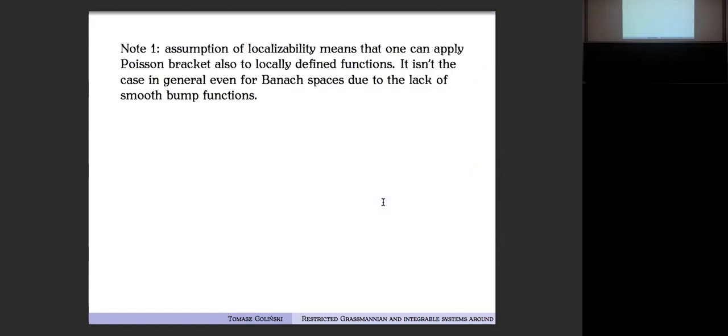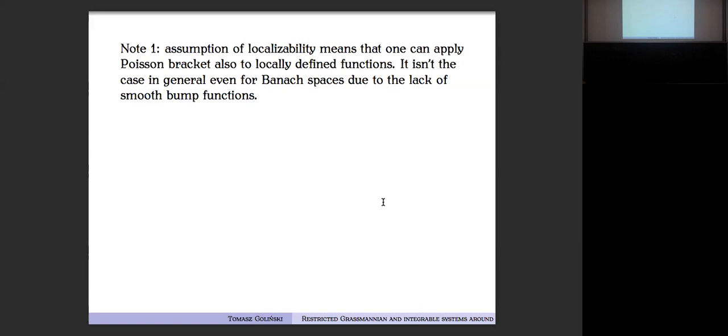So the first thing, the assumption of localizability, is new compared to the finite dimensional case, because in general there are no bump functions on Banach spaces. We heard in some other context during this week that there are some Banach spaces where there are no functions with bounded support. And it's a very typical situation in such spaces.